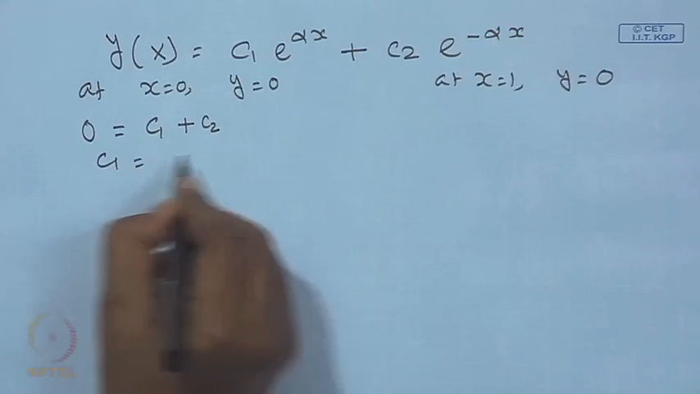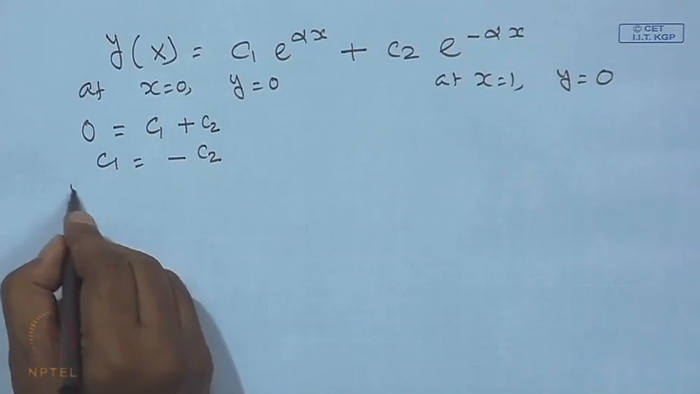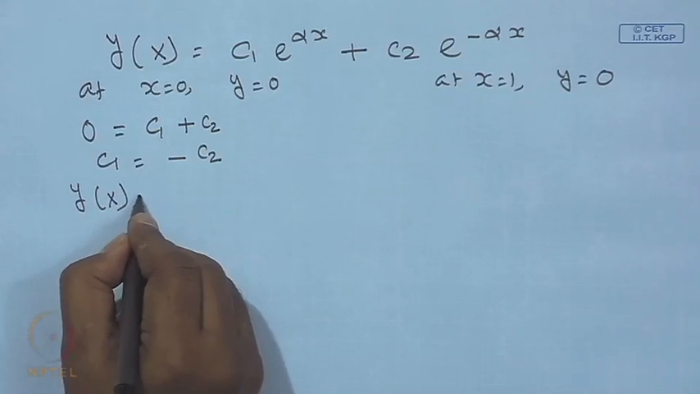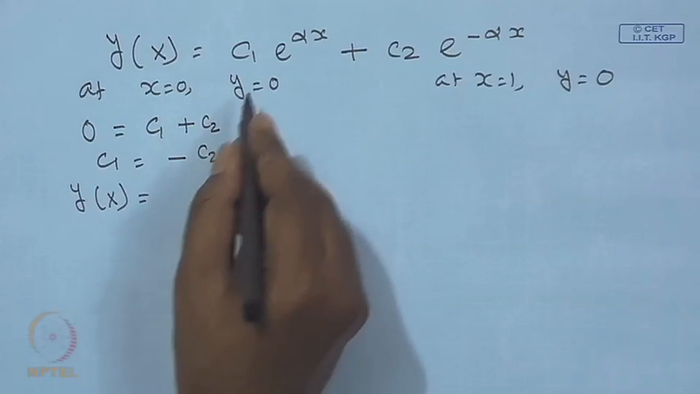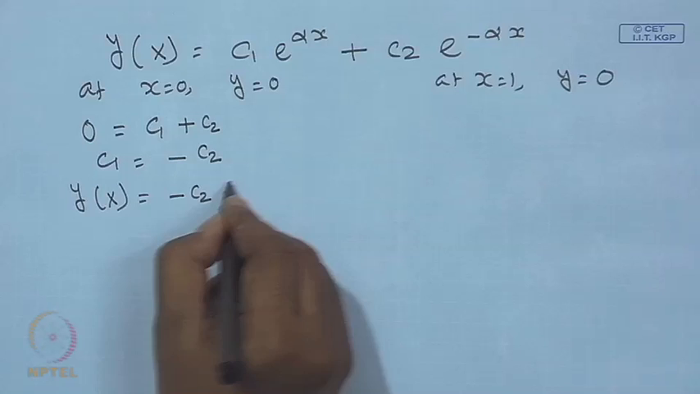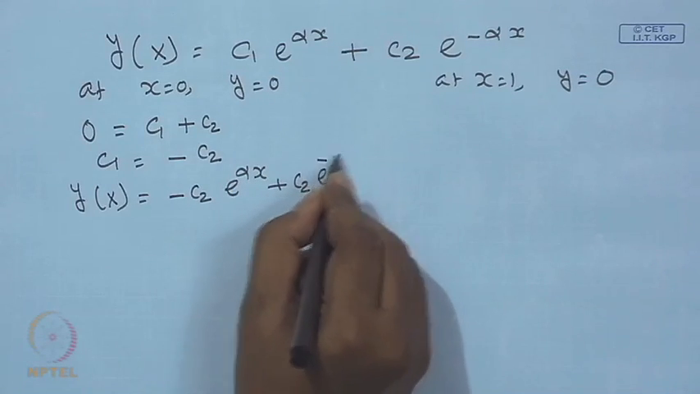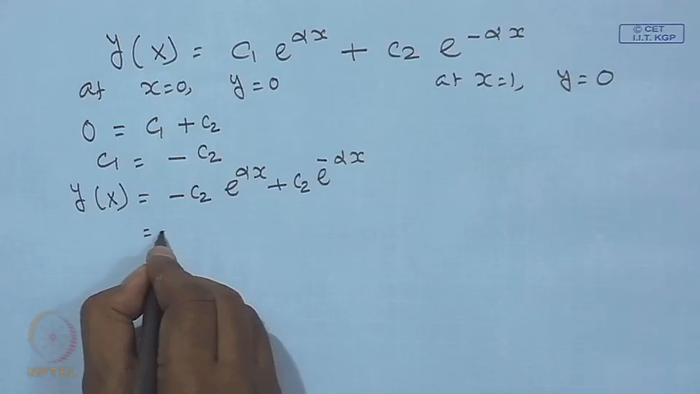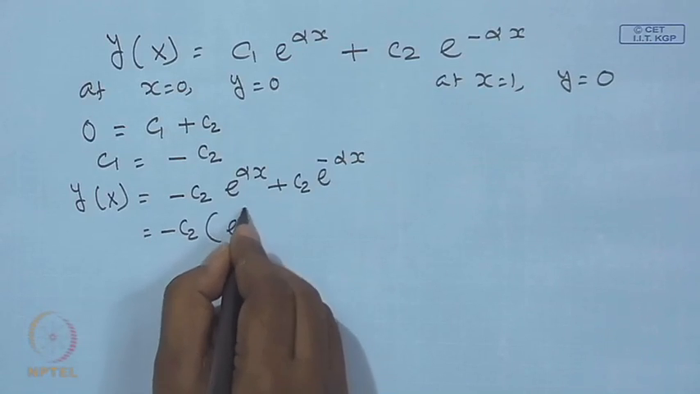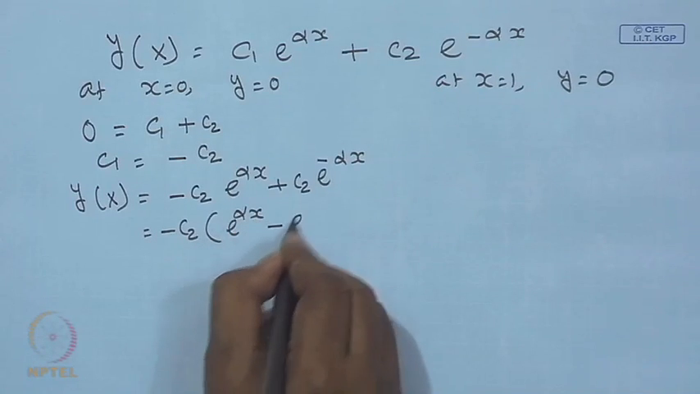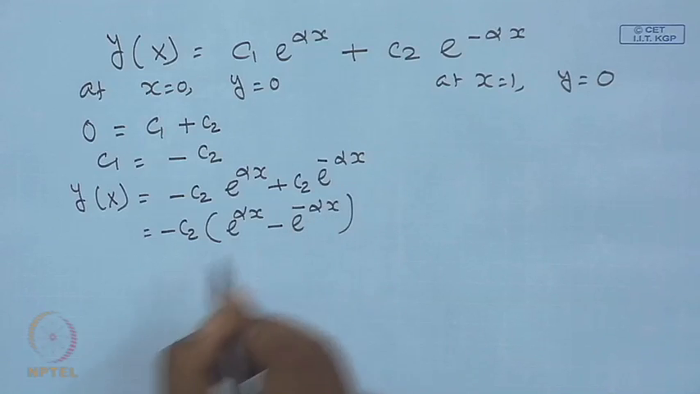So, C 1 is equal to minus C 2. So, the solution is, we put C 1 is minus C 2. So, minus C 2 e to the power alpha x plus C 2 e to the power minus alpha x. So, minus C 2 you can take it common. So, e to the power alpha x minus e to the power minus alpha x.